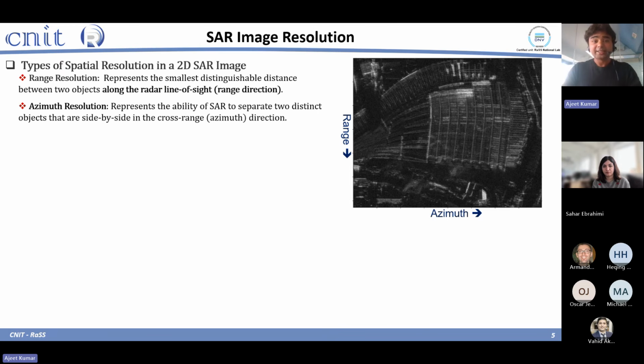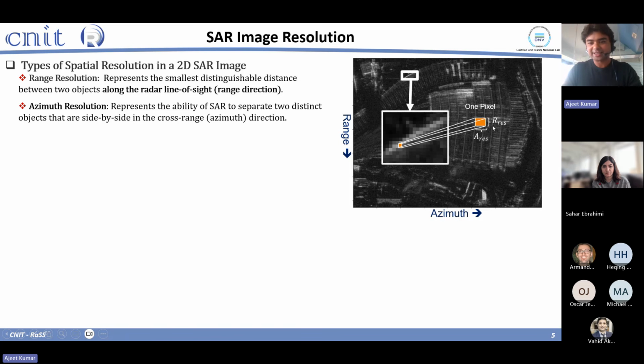Now, let's talk about the resolution. As I said, in the SAR image, the resolution is one of the important things. The SAR image is conventionally two-dimensional. So we have range dimension and azimuth dimension, and every image is a set of pixels. If you zoom in, you can find the pixels here. If I zoom in on this area, you can visualize that it is a collection of pixels, and every pixel has a size in range direction and azimuth direction, and that is straightforwardly called the range resolution and azimuth resolution.